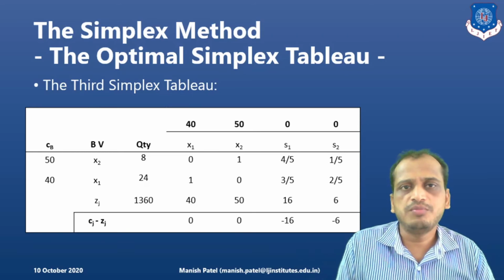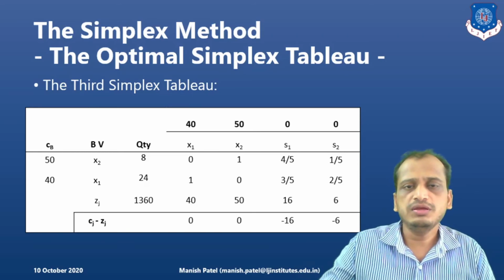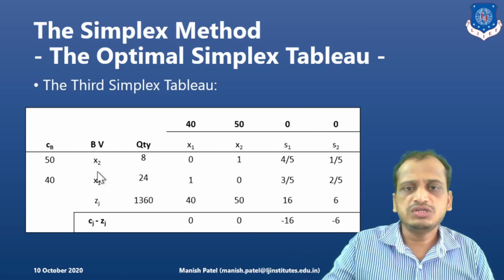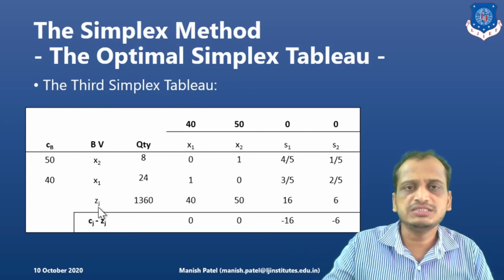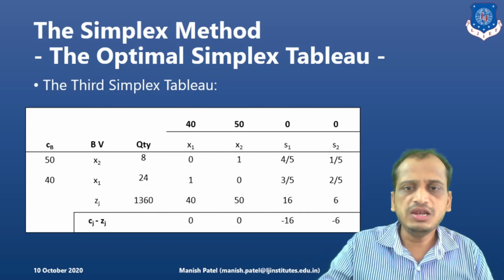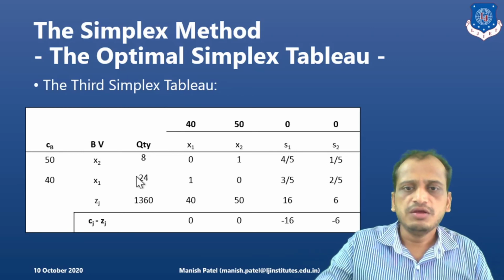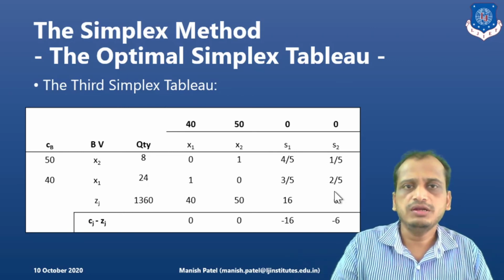Now if you see carefully here, Cj minus Zj is less than or equal to 0. So we have reached the optimality condition and we have reached the optimal solution. So how do we find out what is the optimal solution? If you see here, x2 is equal to 8, x1 is equal to 24, and the objective function z is equal to 1316. These values we have calculated based on the formulas I have shown before, right?